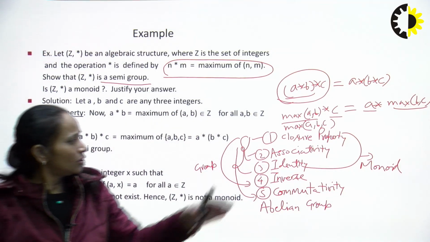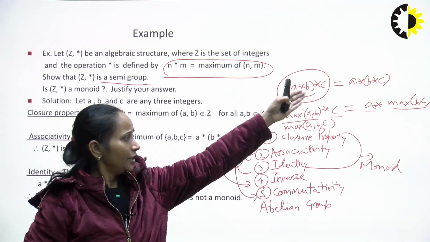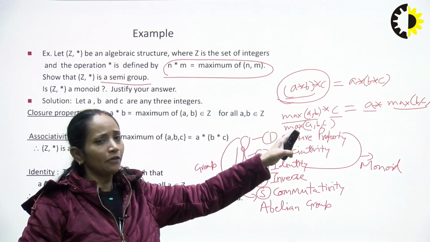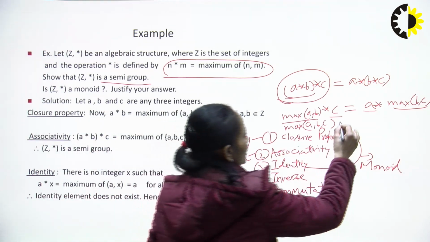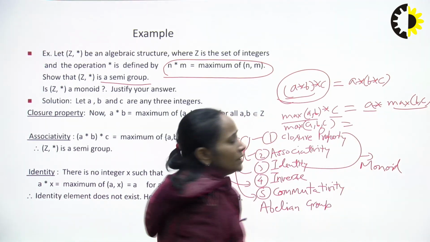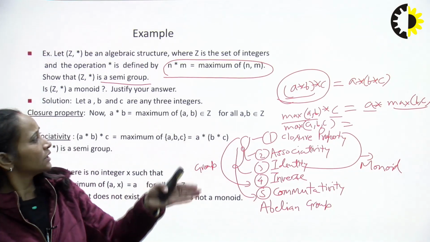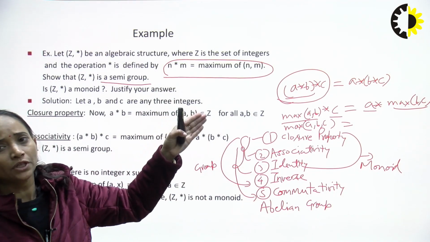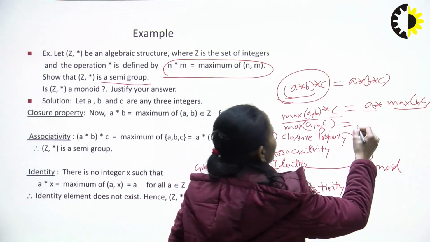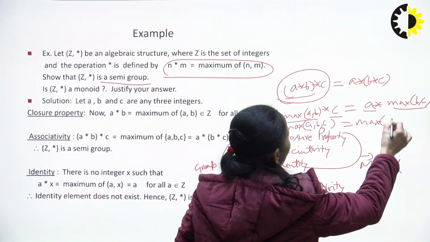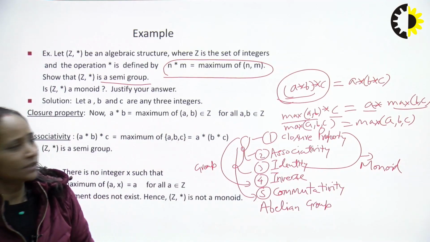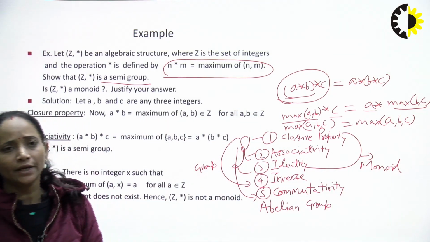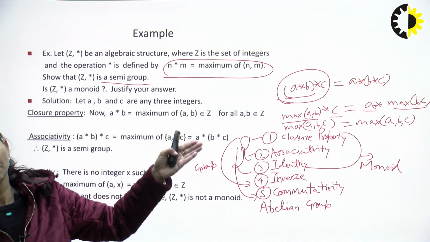Okay, so if we solve this, then in the left hand side we will get maximum of A, B, C. Same process, this is the first value and this is the second value. First cross second is equal to maximum of first comma second. So this is equal to maximum of A comma B comma C. So we can see here left hand side is equal to right hand side. So the associative property exists.